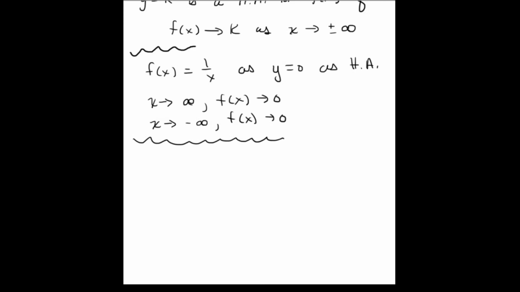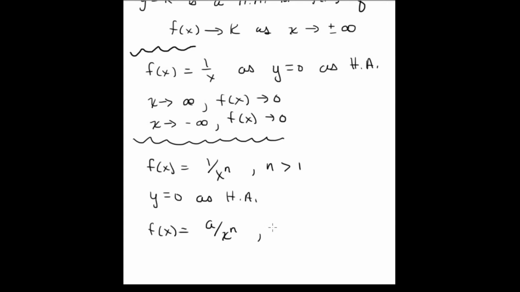Using that same line of reasoning, we would discover that f of x equals 1 over x to some integer power n, where n is greater than 1, produces the same y equals 0 as a horizontal asymptote. We also could see that f of x equals a constant times x to the n, where n is larger than 1, y equals 0 produces a horizontal asymptote.